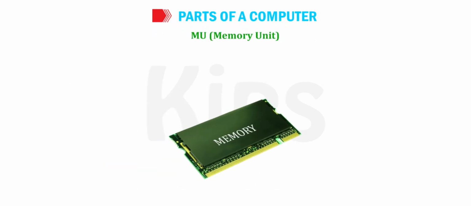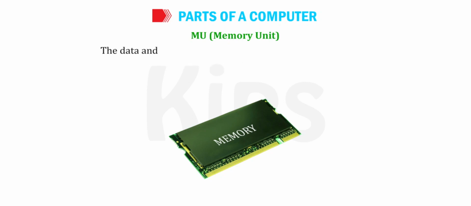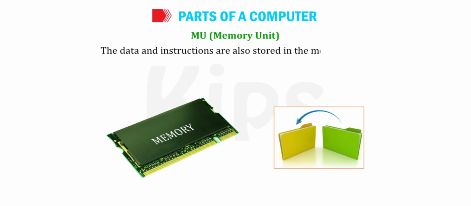MU, memory unit. In this unit, we can store information or data according to our need. The information in the memory can be changed and recalled on the screen when needed. The data and instructions are also stored in the memory unit, which are to be processed.